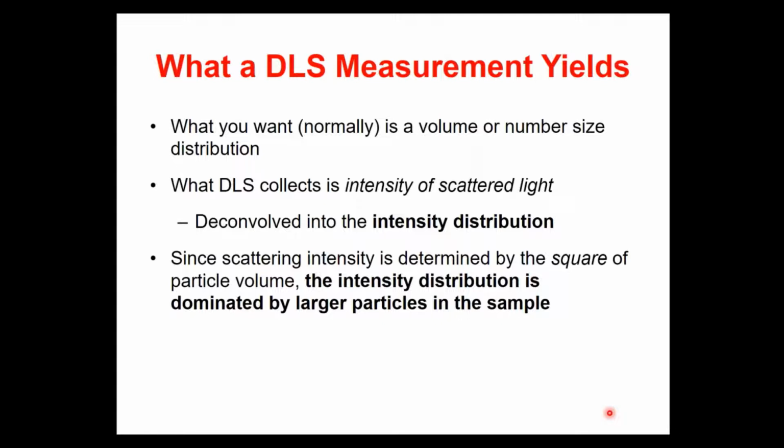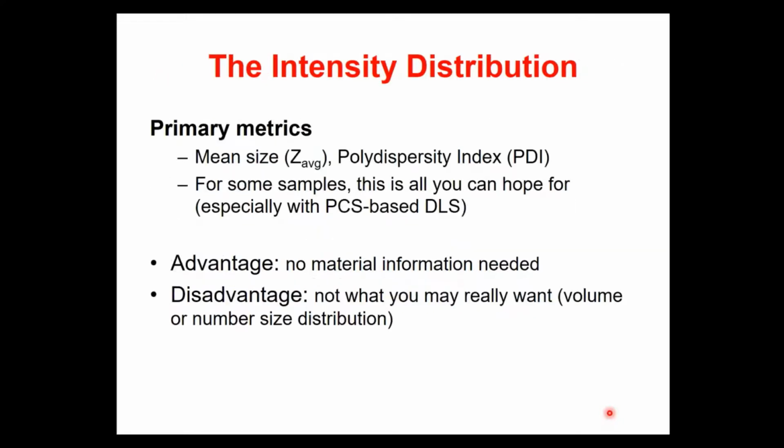Volume or number? This is complicated by the fact that DLS's raw signal is in the intensity of scattered light, and this is deconvolved initially to an intensity distribution, a distribution of particle size based on how intensely it scatters. Well, since we've already seen that scattering intensity is a strong function of volume, it's going to be dominated by larger particles in the sample.